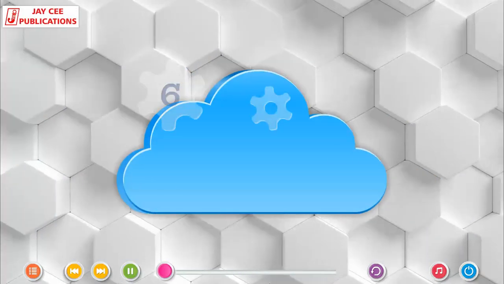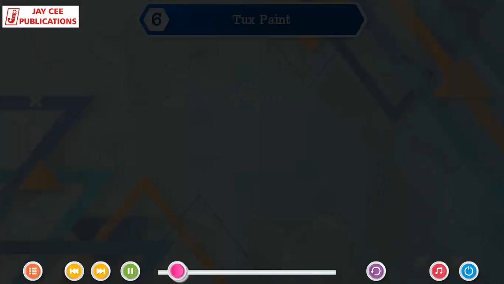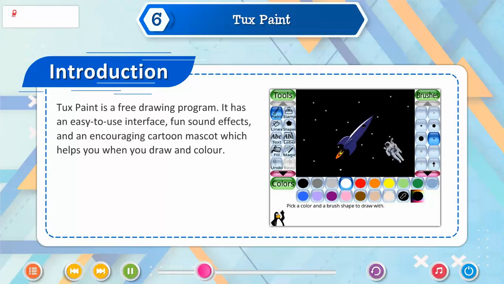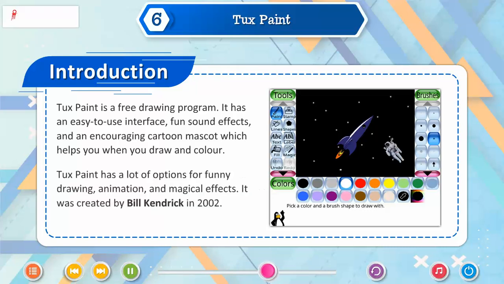Chapter 6. Tux Paint. Introduction. Tux Paint is a free drawing program. It has an easy-to-use interface, fun sound effects, and an encouraging cartoon mascot, which helps you when you draw and color. Tux Paint has a lot of options for funny drawings, animation, and magical effects. It was created by Bill Kendrick in 2002.